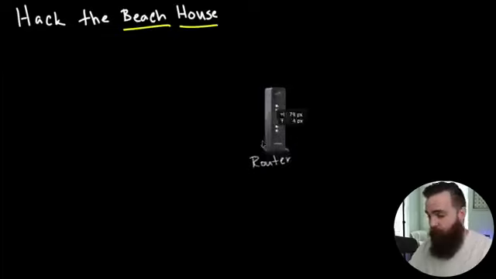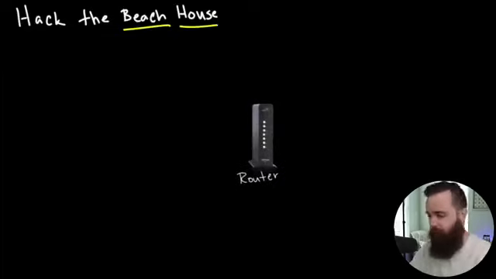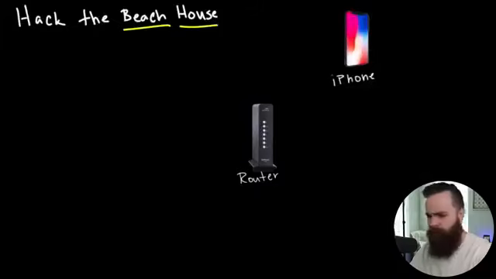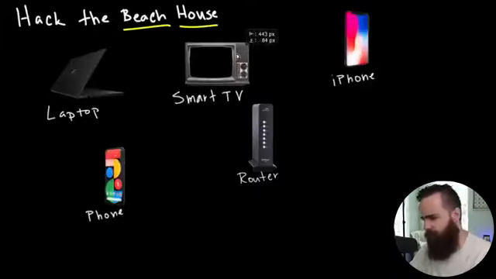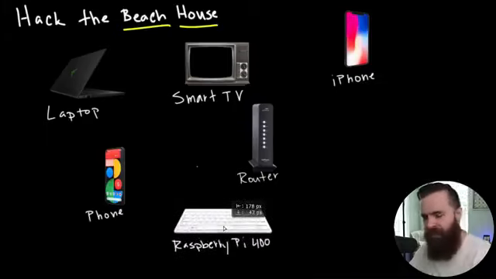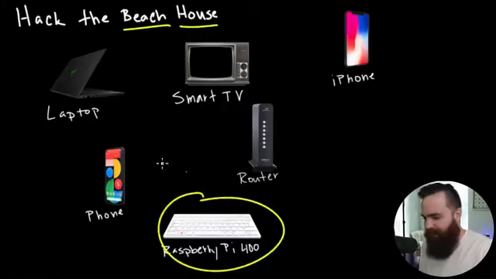Here's the situation. I'm at a beach house right now. It has a standard Wi-Fi router that you might have in your house right now. And on this network, I have iPhones, laptops, other phones, smart TVs, and last but certainly not least, my Raspberry Pi 400, my hacking machine. So how can I get my Raspberry Pi to see all the internet traffic for everyone here?